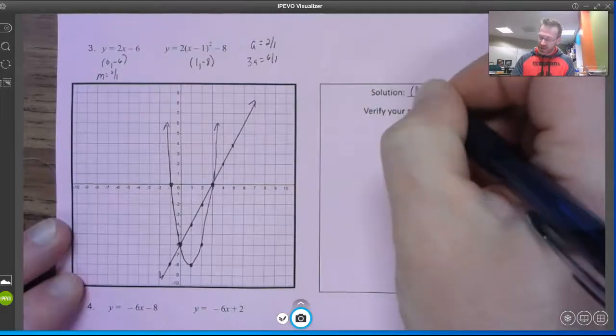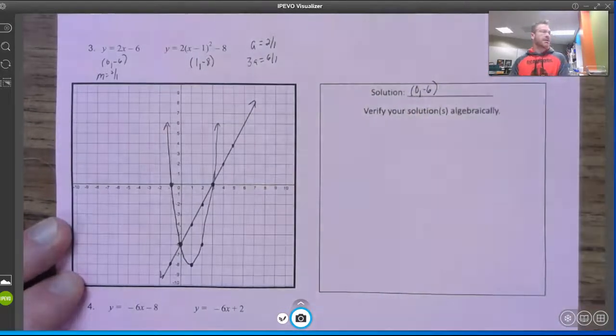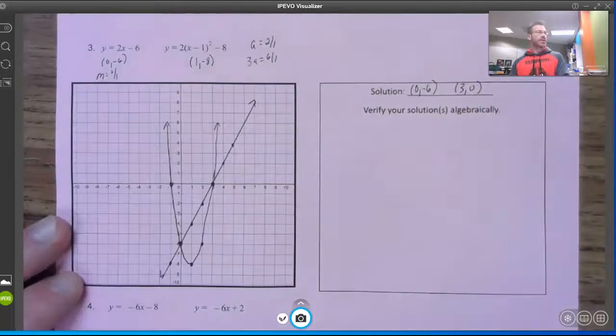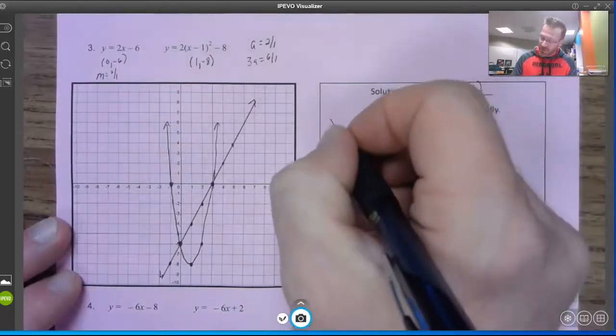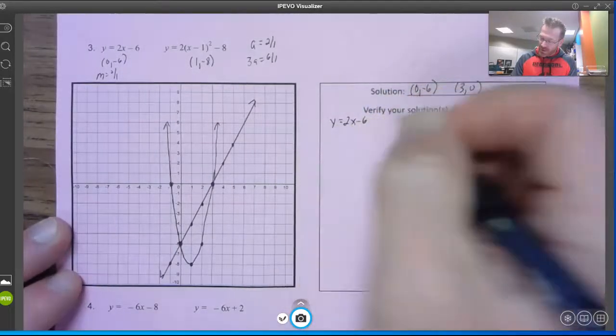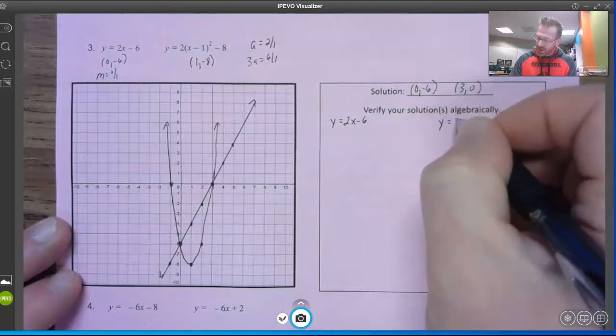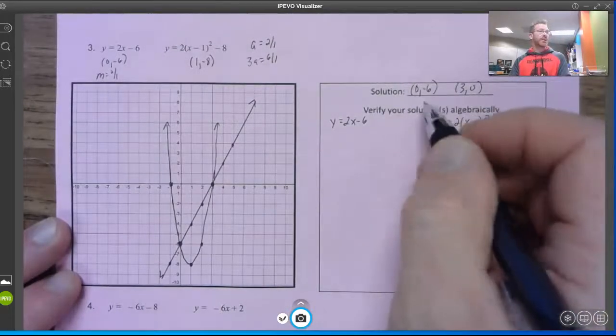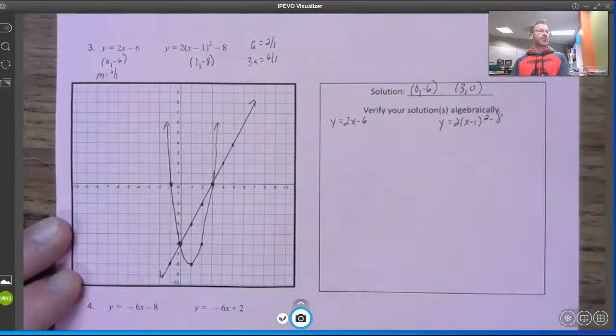The first is 0, negative 6. The second is 3, 0. Now, once again, let's verify those. Now, remember, I'm going to just rewrite my equations here. We have 2 points of intersection, so I'm going to have to do this process twice. I'm going to do it first with 0, negative 6, and I'll repeat the process with 3, 0.